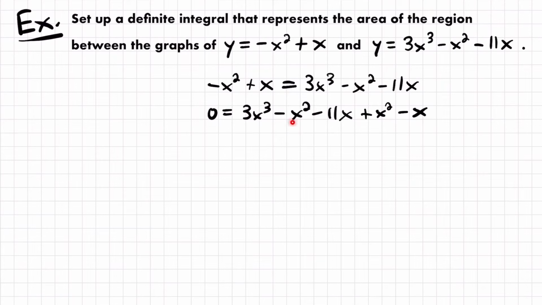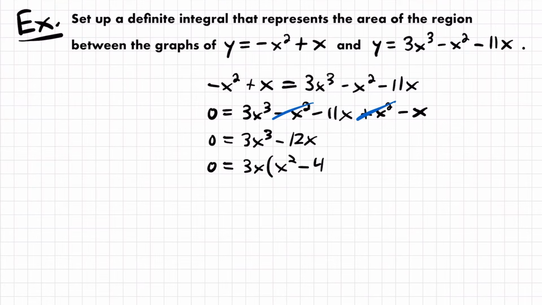Now notice that we have a -x squared and a positive x squared that are going to cancel out, right? Those will just be equal to 0. And then we have a -11x and a -x that we can combine to be -12x. So we'll have that 0 is equal to 3x cubed minus 12x. Now, if we want to solve for x, the first thing we can do is pull out a factor of 3x from both terms. They both have a common factor of 3x. If we pull that out, we'll have 3x times x squared minus 4.